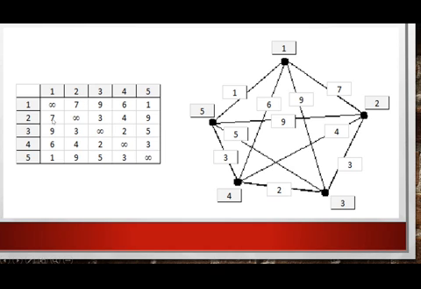2 to 1, 7. 2 to 2, infinity. 2 to 3, 3. 2 to 4 is 4. 2 to 5, 9. 3 to 1, 9. 3 to 2, 3. 3 to 4, 2. 3 to 5, 5. But 3 to 3 is once again infinity. 4 to 1 will be 6. 4 to 2, 4. 4 to 3, 2. 4 to 4 infinity. 4 to 5, 3. Similarly, 5 to 1, 1. 5 to 2, 9. 5 to 3 is 5. 5 to 4 is 3. 5 to 5 will be infinity.